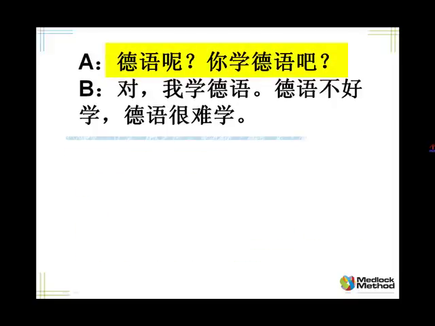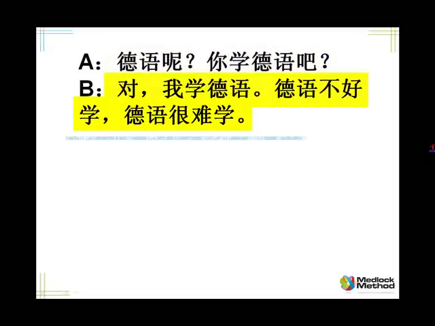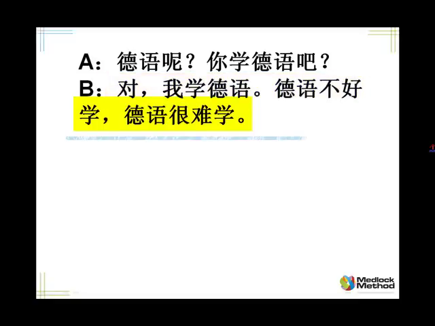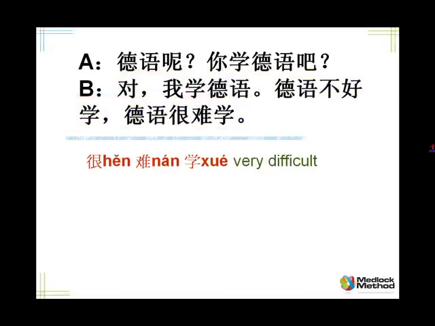对于呢？你学德语吧。 对，我学德语。德语不好学，德语很难学。 德语呢？你学德语吧。 对，我学德语。德语不好学，德语很难学。Okay, 很难学，you know, 很难学，难学，difficult, very difficult to learn.